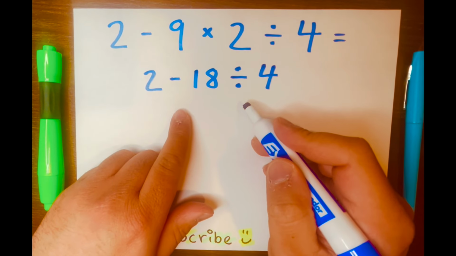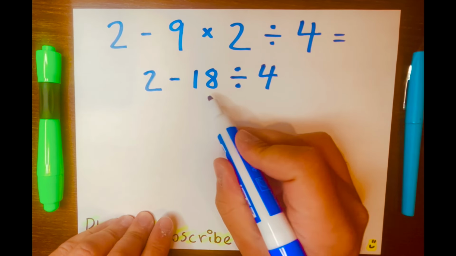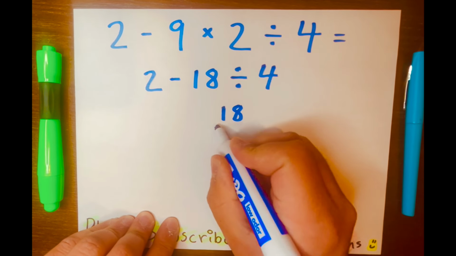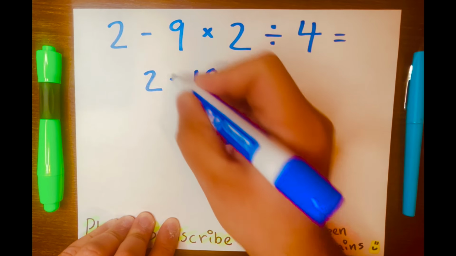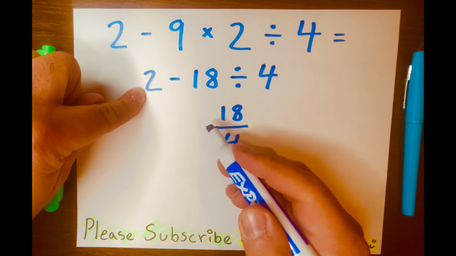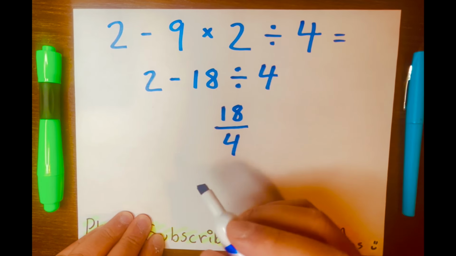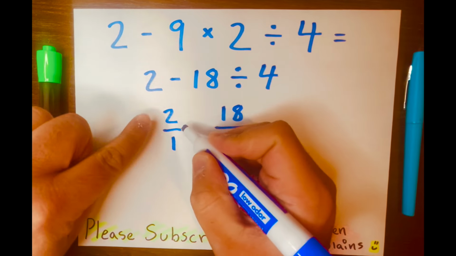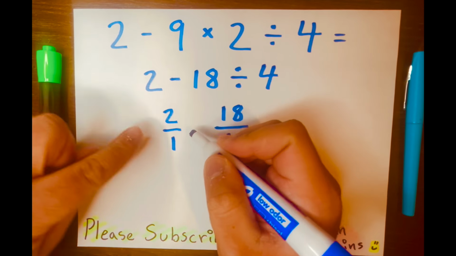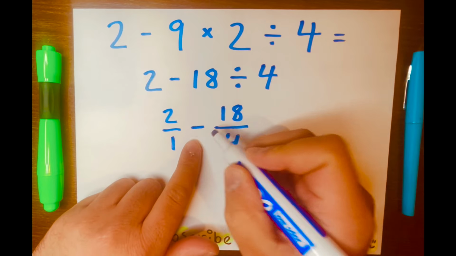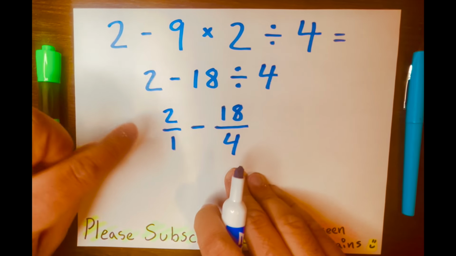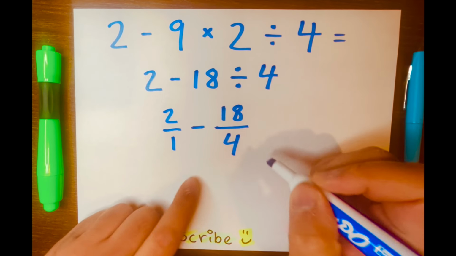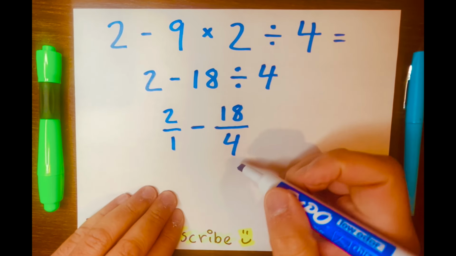So to make the math easy, I am going to write the 18 divided by 4 in a fraction form. So I'll write 18 over 4, and then turn the 2 into a fraction to make the math easy. So 2 over 1, and we all know that 2 over 1 equals 2, it does not change the 2, and we are subtracting these two fractions. So now we're looking at 2 over 1 minus 18 over 4. And we're going to use the butterfly method.